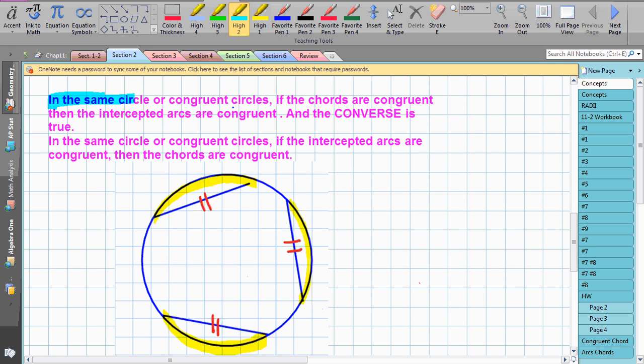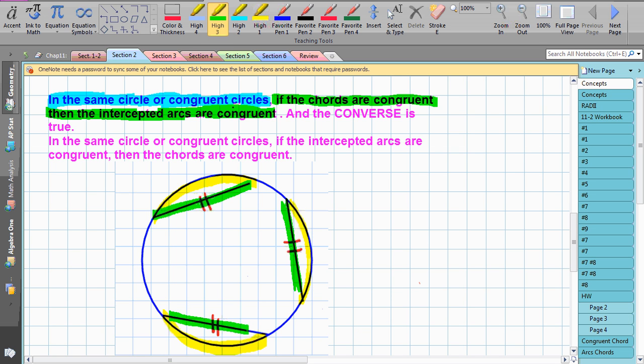Well, if we're in the same circle or congruent circles, it doesn't quite matter. And it says if the chords are congruent, then the intercepted arcs are congruent. So notice, this is a chord, that's a chord, and that's a chord, and by the tick marks, they're all congruent. Therefore, what do we know? That this intercepted arc, and that intercepted arc, they're all the same too. It's that simple. And the converse is true.